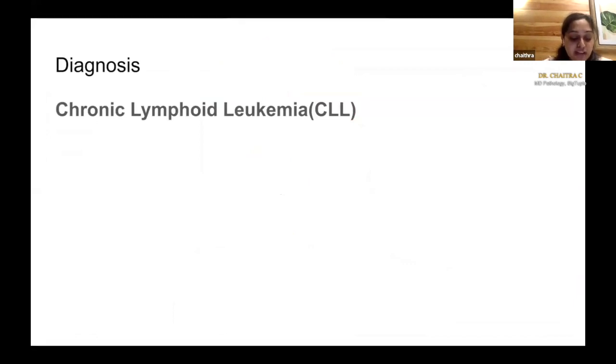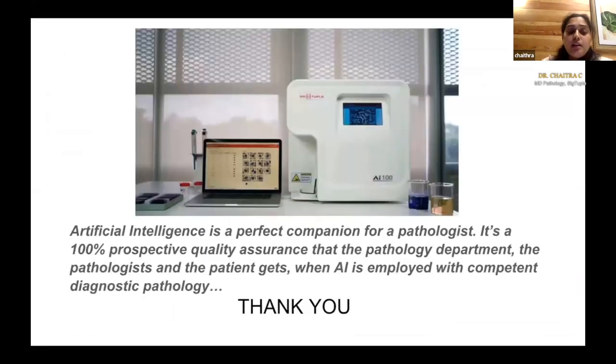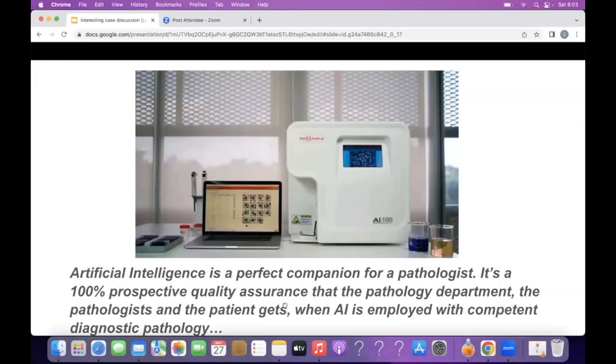AI-powered analysis ensures high sensitivity and specificity of the results, and it can be used for routine reporting. I'd like to end with a few words. Artificial intelligence would be a perfect companion for the pathologist, and it gives 100% prospective quality assurance. Thank you. Now I would like to invite Dr. Pavitra to discuss a few cases. Over to you, Pavitra. Yeah, thanks, Dr. Chaitra.